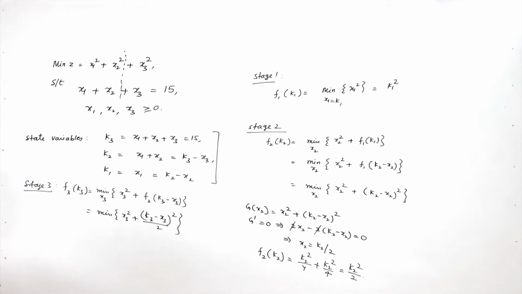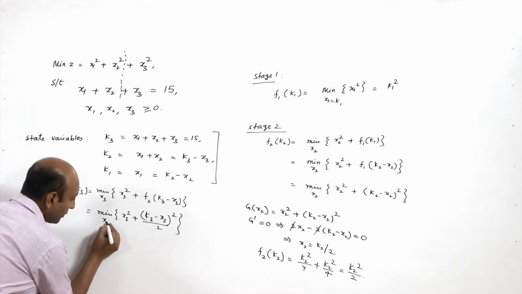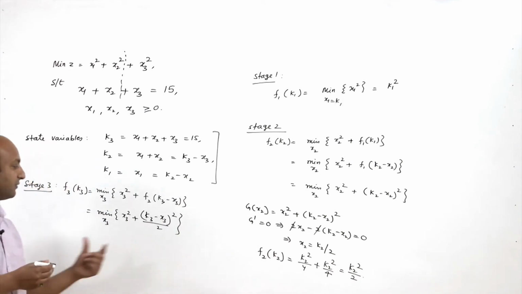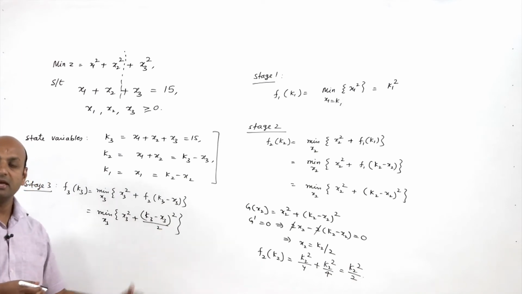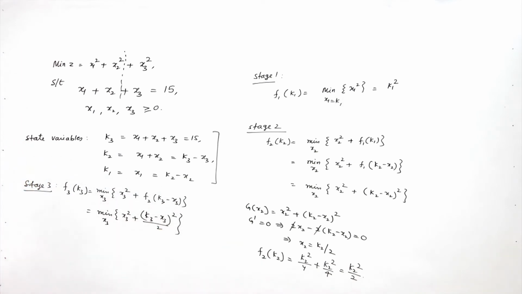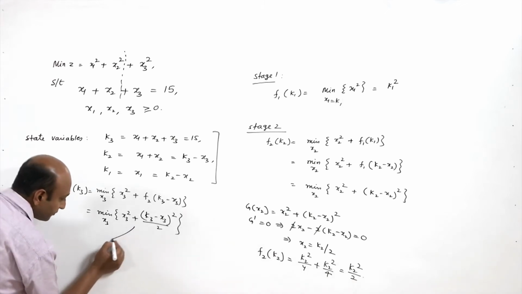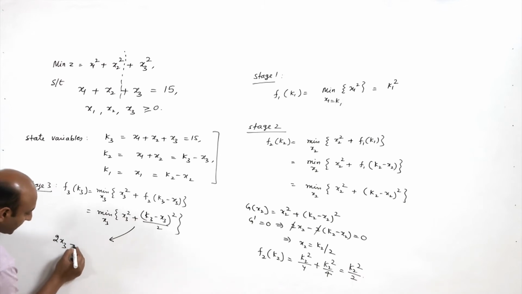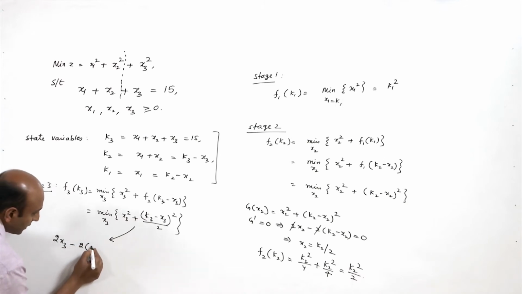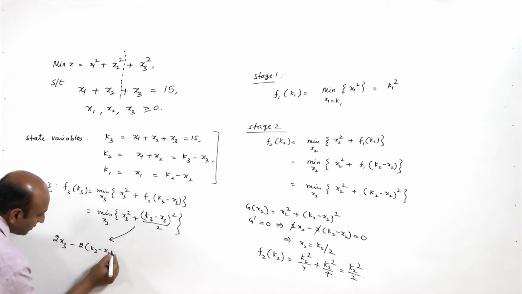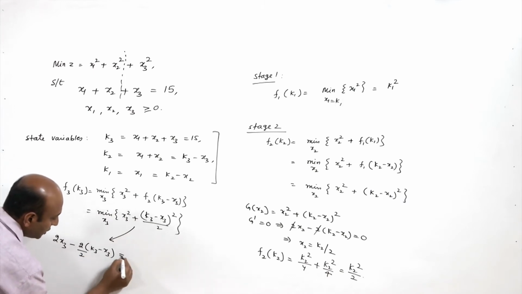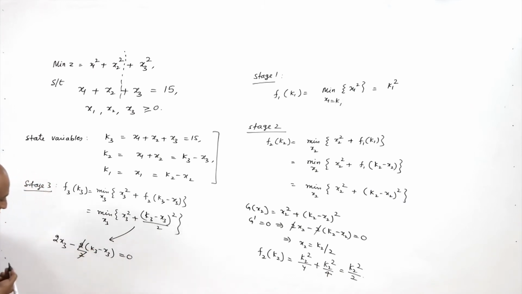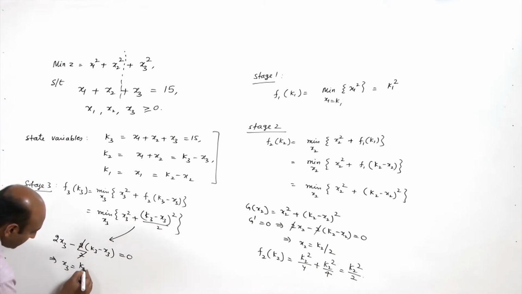Now again it's a one variable problem. So we simply differentiate it with respect to x3 and find out the minimum value of this function. So it is 2x3 plus minus 2 times k3 minus x3 upon 2 equal to 0. So 2 cancels out, and this implies x3 will be equal to k3 by 3.